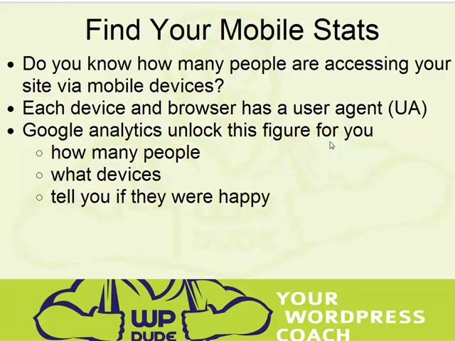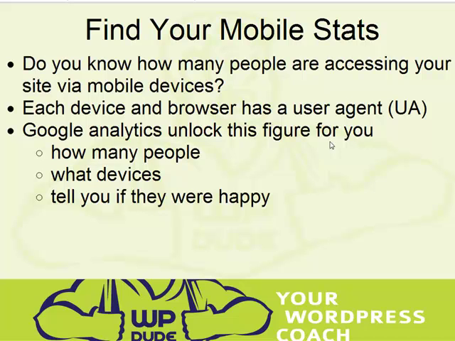So what Google Analytics does is it collects all this information, including the user agent, and sends it to a software as a service package where you can analyze and have a look at your figures. Once you capture these stats, it'll tell you how many people, and particularly when we're talking about mobile devices, how many people are accessing with mobile devices, what devices they are using, and most importantly, it can tell you if they're happy or not.